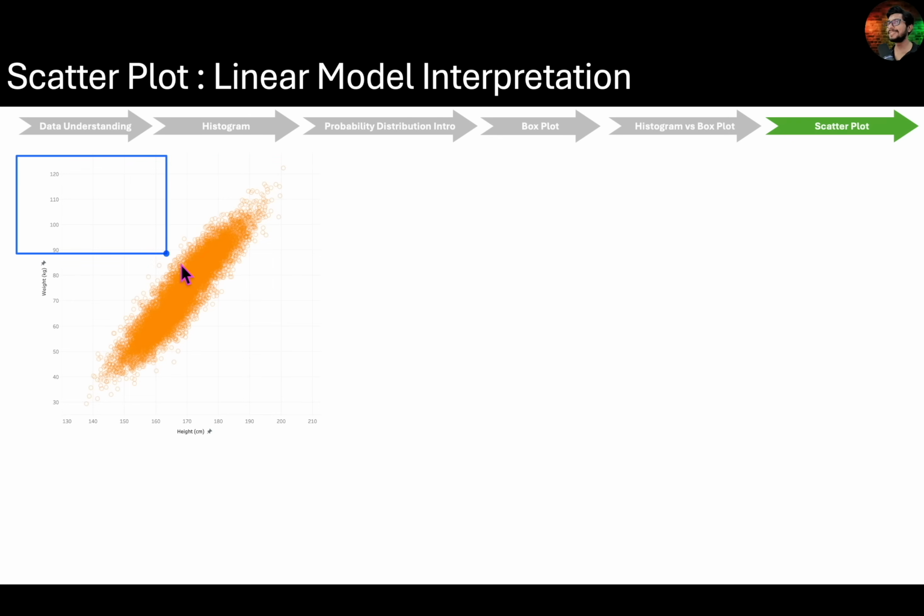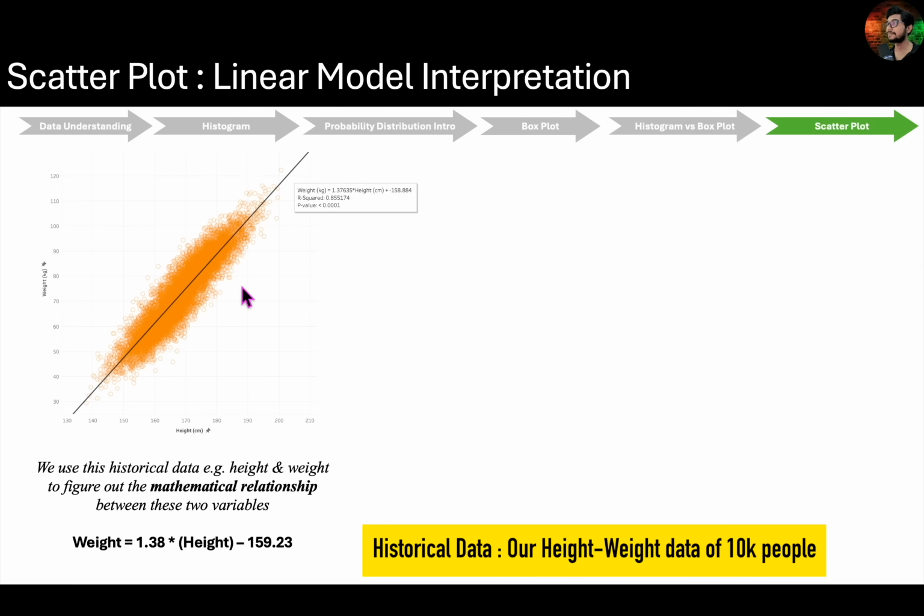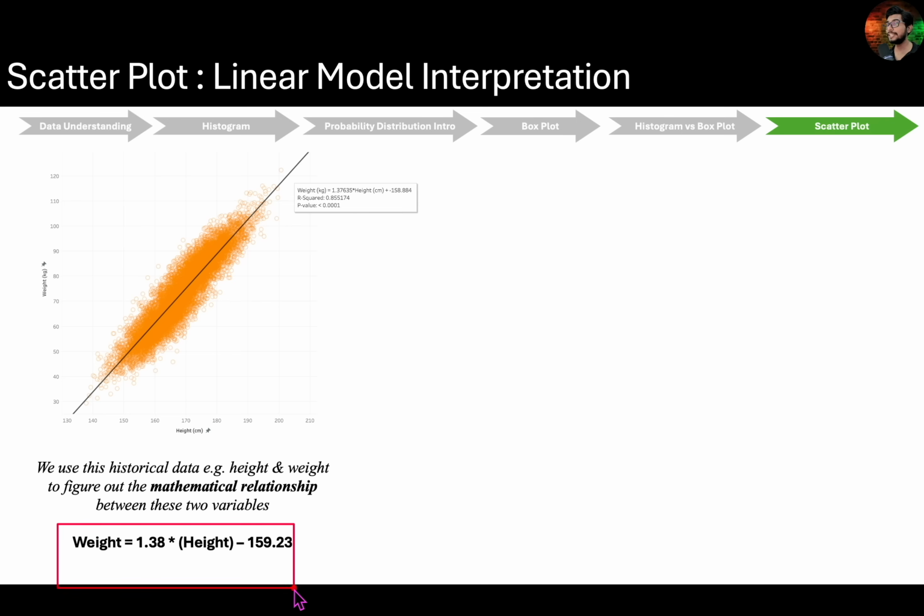Ready? This is the scatter plot we created earlier. Now to build a linear model, we need to estimate this linear trend mathematically. We are trying to find out the equation of this best fit line that represents the relationship between height and weight. So we use this historical data, and an optimization algorithm calculates the relationship between height and weight for us. As a result, it provides the equation of the best fit line in terms of height and weight variables. That is, weight equals 1.38 times height minus 159.23.